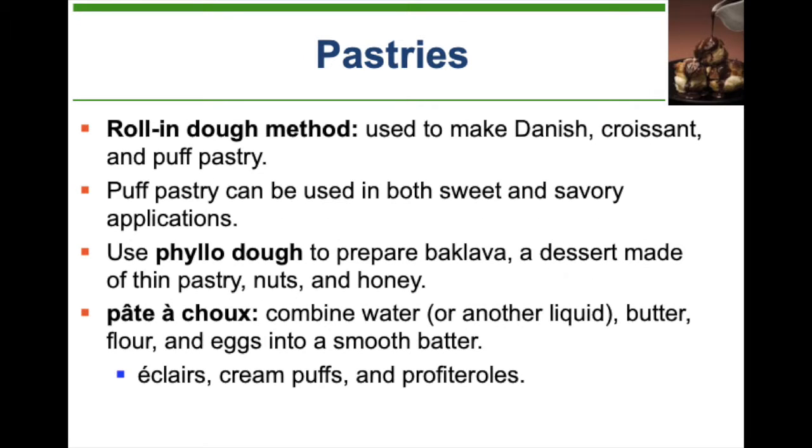Okay, pastries. The roll-in dough method is used to make danishes or croissants or puff pastry. That's what we did when we made puff pastry. It can be used in both sweet and savory applications. Use phyllo dough to make baklava, which is made with thin pastry, nuts, and honey.